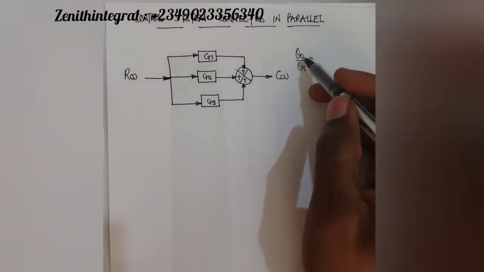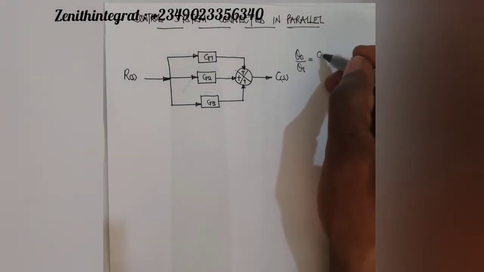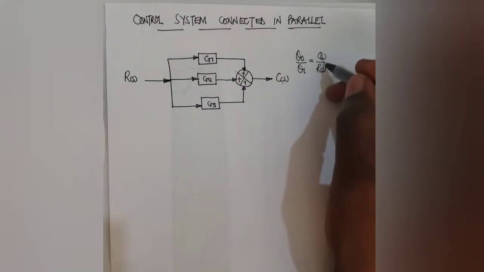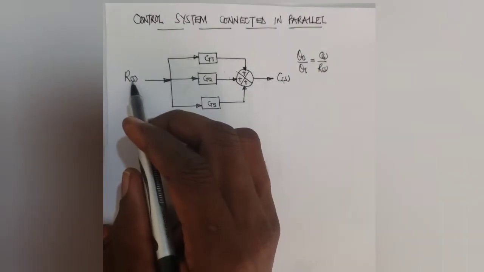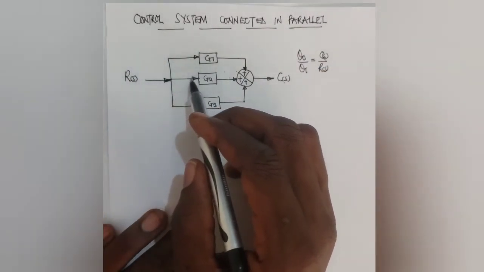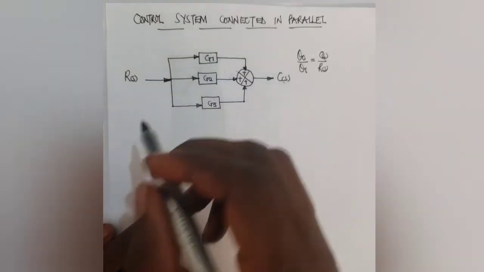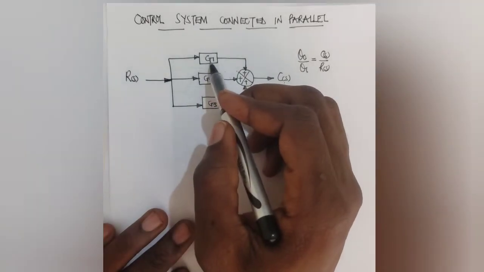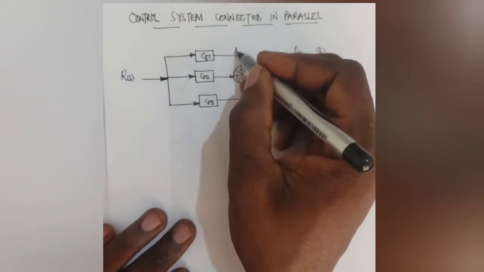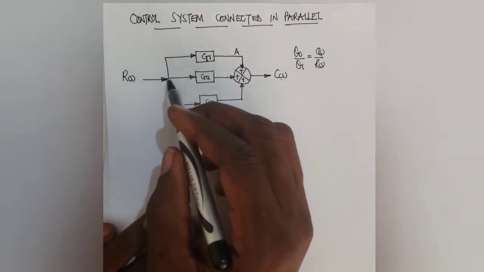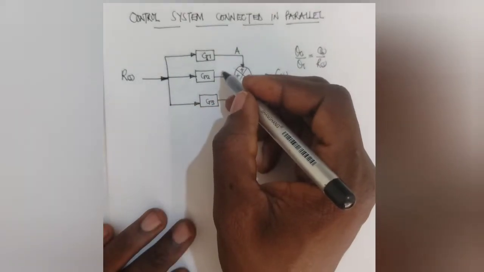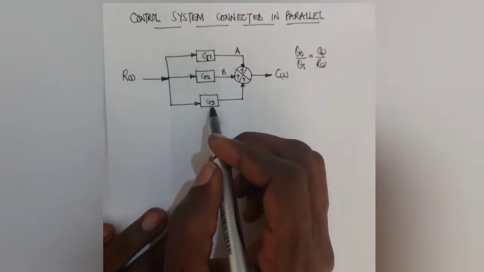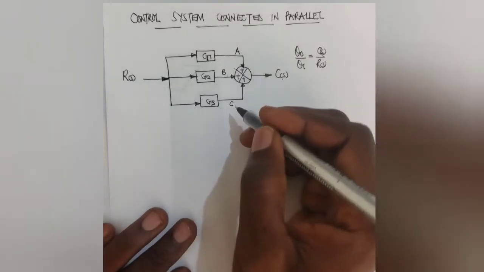Meaning, I want to find my output signal C(s) all over my input signal R(s). So this is what I want to find. Now this R(s), when you take a look at it, you can see it is serving as an input signal to these three. So the first one, R(s), serving as an input signal to G1, is going to give me a corresponding output signal of A. This same R(s), serving as an input signal for G2, will generate an output signal of B. Similarly, R(s), serving as an input signal for G3, will generate an output signal, let me call it C.